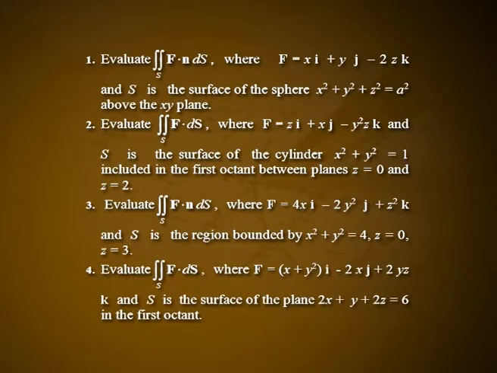Evaluate double integral over S of f dot n dS, where f = (x + y²)i - 2xj + 2yzk, and S is the surface of the plane 2x + y + 2z = 6 in the first octant. Here are some books for your reference.